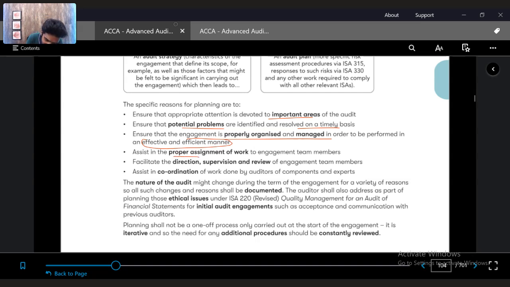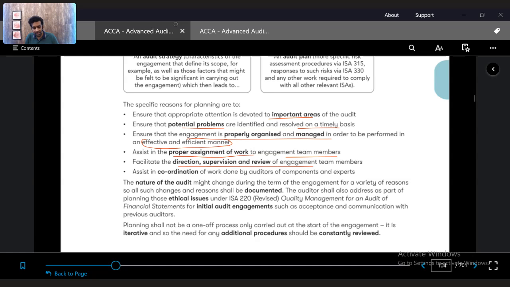This will help you assist in proper assignment of work to the engagement team members. You will be able to tell them specifically what they should do and where they should focus. This is a high risk client. The focus area is this. It also facilitates direction, supervision and review of the engagement team members. So it's pretty simple. If you have experienced team members, good. If you don't get experienced team members, let us say we planned but did not get them, then we can revise our plan. We will write it down that, you know what, we have to get it reviewed by everyone.